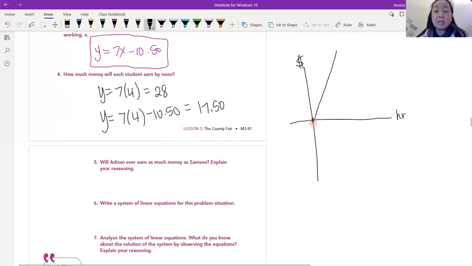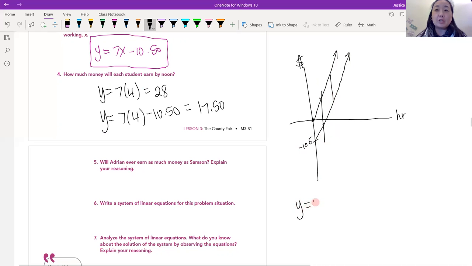Adrian, remember, started later. So he's going down here at 10.50. He loses out on this 10.50, but earns at exactly the same rate. So do you see how at any given point, this distance is always 10.50, right? Always 10.50. But as you notice, they're parallel. So if we were to solve these, it would be no solution, like we said in the last lesson.